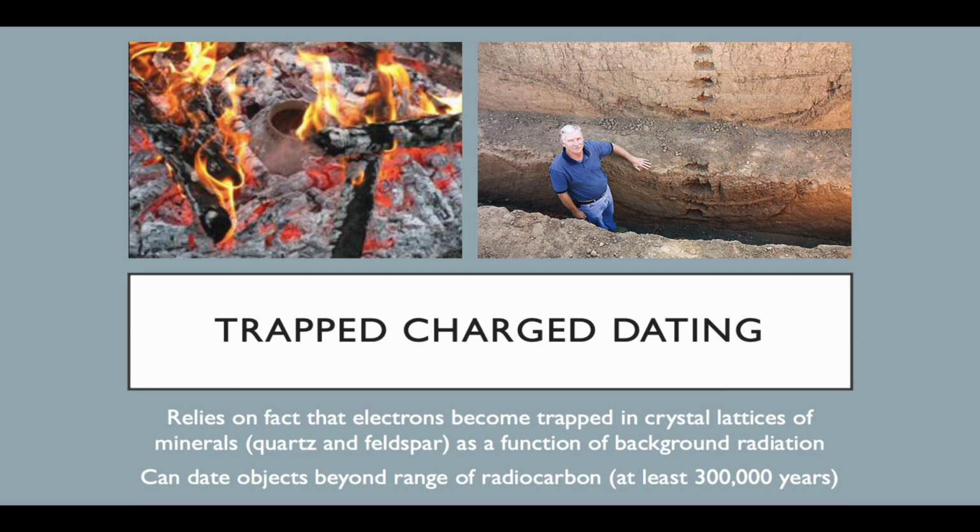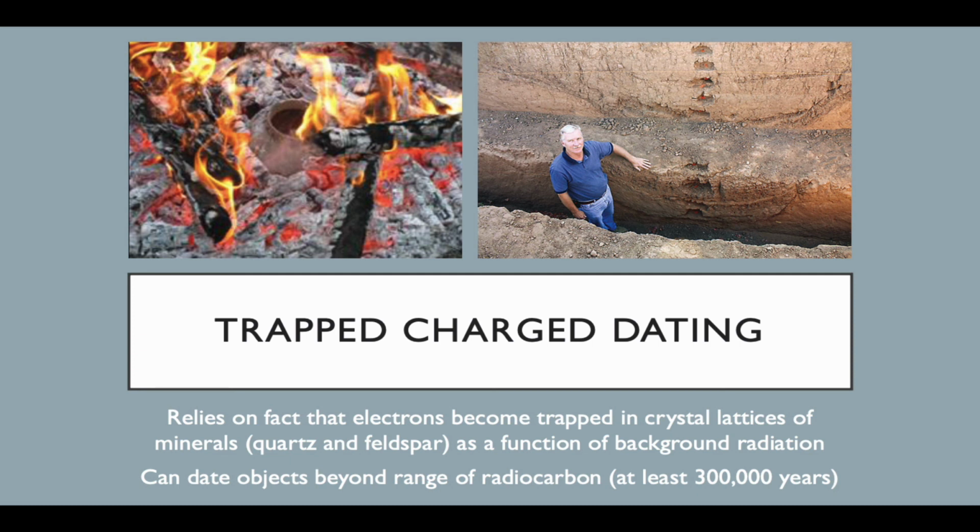All right, last but not least, there are what's called trapped charge dating techniques. And these rely on the fact that electrons become trapped within the crystal lattice of different minerals as a function of just the ongoing background radiation that we experience here on Earth. These techniques can date objects beyond the range of radiocarbon, so at least 300,000 years or older. So the principle behind these techniques is that radiation is trapped in the electrons at a constant rate. So the age of a specimen is the total radiation that they've received, divided by the annual dose rate of radiation.